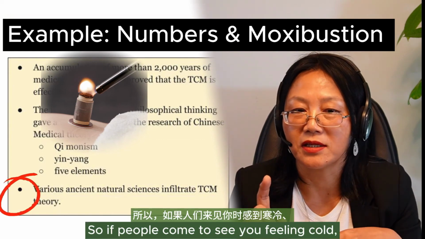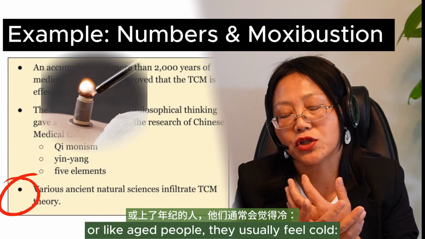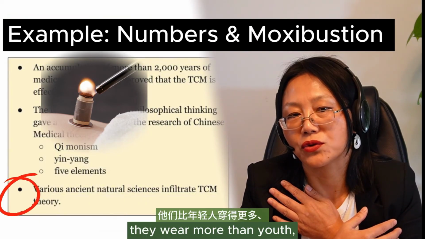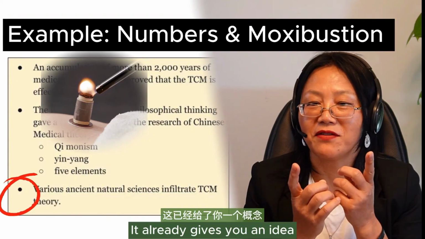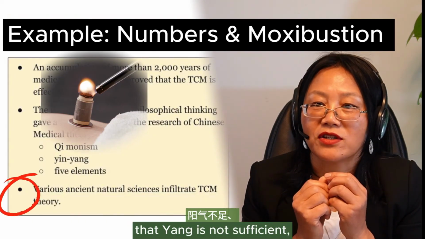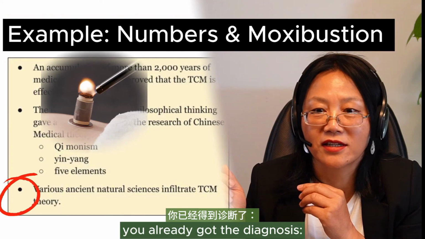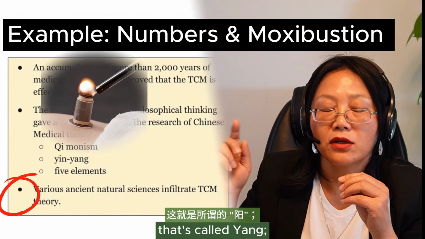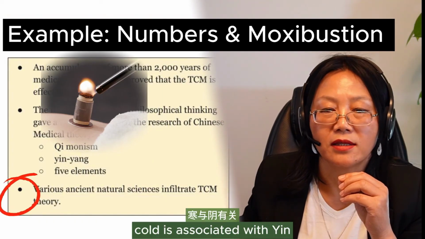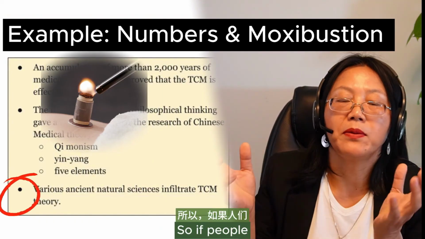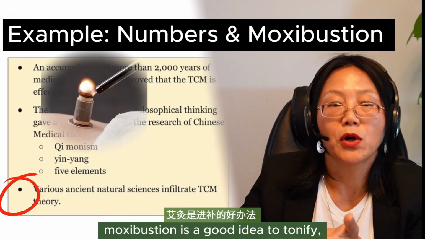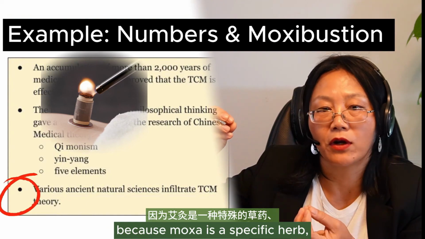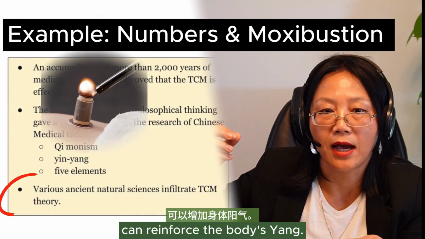If people come to see you feeling cold, or like aged people, they usually feel cold. They wear more than young people. It already gives you an idea their yang is not sufficient. You already got the diagnosis. Because yang is associated with hot, with warm, that's called yang. Cold is associated with yin, that's the difference. If people are always feeling cold, Moxibustion is a good idea to tonify it, because moxa is a specific herb that can reinforce the body's yang.